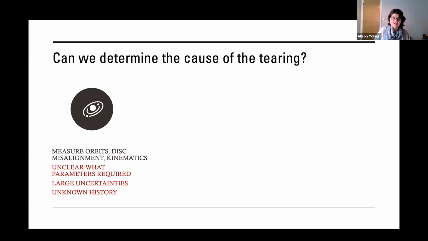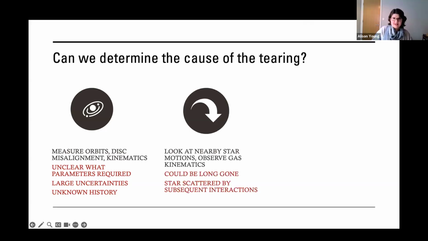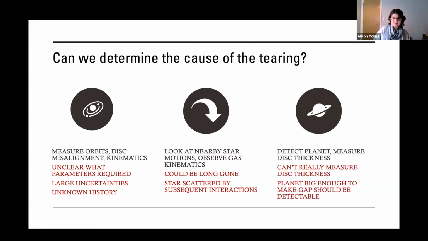We also don't know the history. So it's possible, more than likely, that the disk has been in motion, has been precessing for some time. So we don't know how it initially started. Again, if we have a flyby, we don't know, basically. The star could be long gone. It could be scattered by subsequent interactions. It's difficult to tell. And for a planet, a planet that's big enough to make a gap should be detectable. So that's something positive. But it's very difficult to try and measure disk thickness.